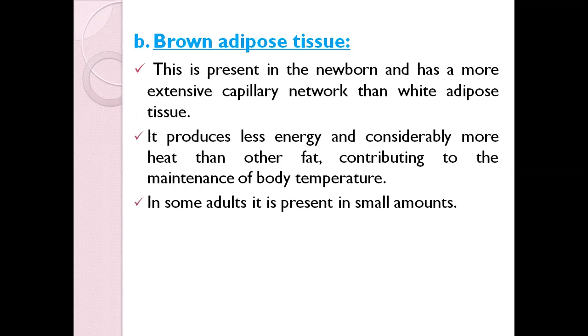When we say brown, what is the difference between white and brown? Brown adipose tissue we mostly find in the newborn, that means newborn babies. They have a more extensive capillary network, that means more blood vessels than the white adipose tissue. It produces less energy, but it produces more heat.